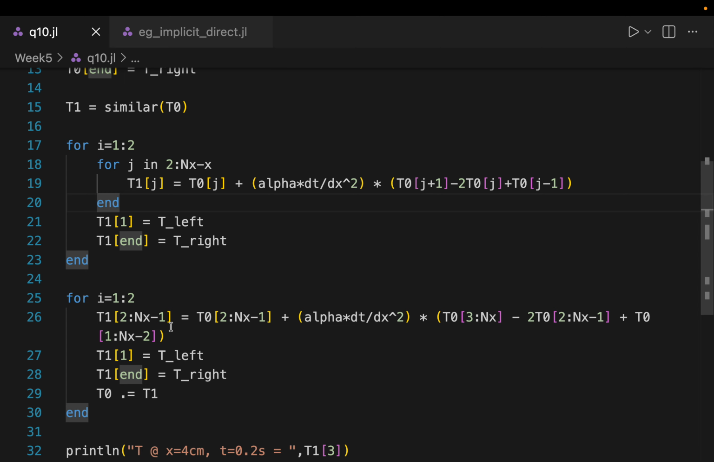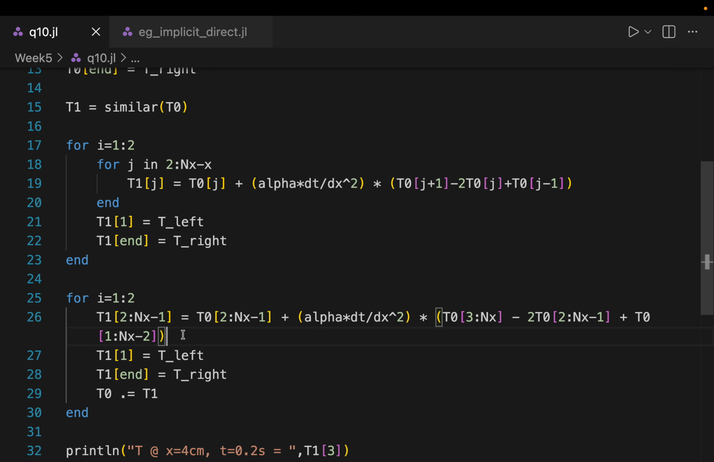So all we have to do is write these indices separately. From 2 to n minus 1, so this will be my correct indices. So j will correspond to this value. For j plus 1, these values will be incremented by 1, so this will be 3 to nx. And similarly for j, again it's 2 to nx minus 1. And for j minus 1, these indices will be subtracted by 1, so it will be 1 to nx minus 2.